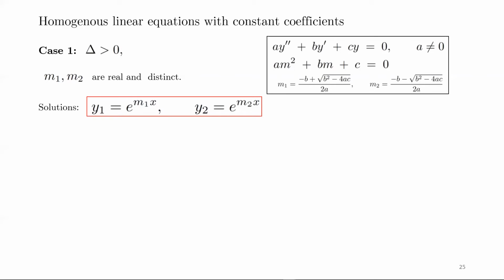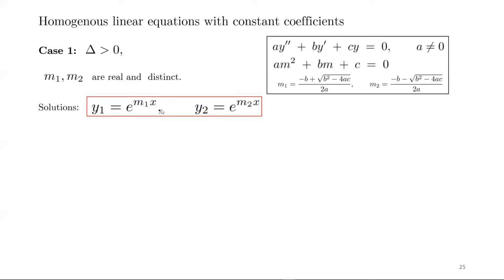So in case 1, the discriminant is positive, and m1 and m2 are real and distinct. The two solutions are then going to be y1 equals e to the m1x. Recall that our test function was y equals e to the mx. Here we found that m1 is one number and m2 is a separate number. So our two solutions are e to the m1 times x, and the second solution is e to the m2 times x. These are our two solutions that satisfy this constant coefficient linear homogeneous second order ODE.